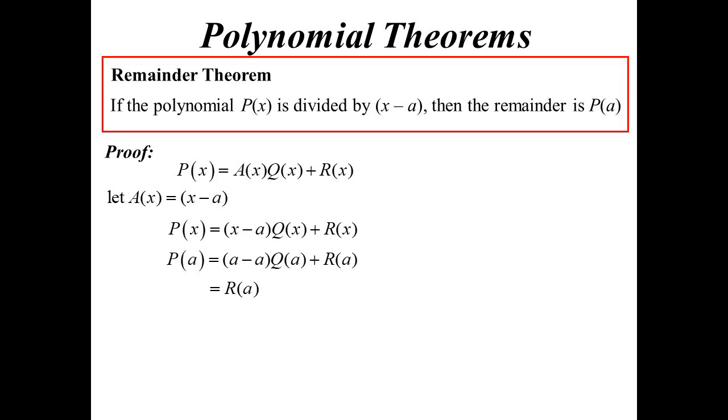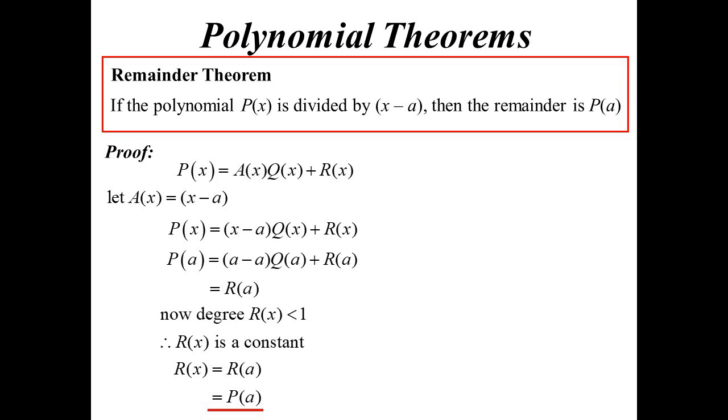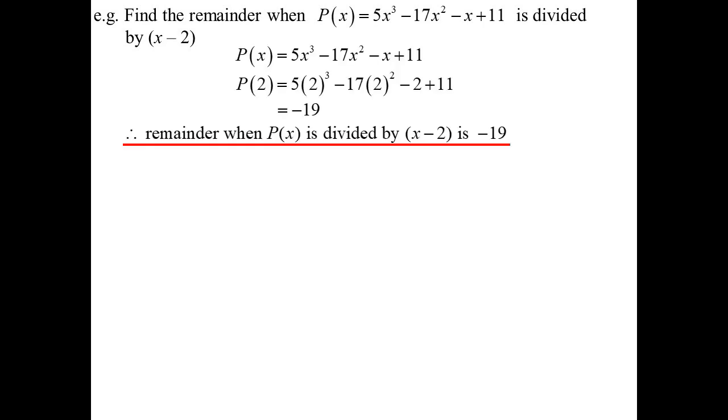But that's fine because, remember, the degree of the remainder is less than the degree of the divisor. Well, I'm dividing by something with a degree of 1. Therefore, my remainder must be degree 0. It's a constant number. So it doesn't matter what I substitute in, R(x) will be that constant number, which will be the remainder for our polynomial. So now, let's find out. I think it's the same example we did, but just to show that it does work. Substitute in 2, bingo, we get our answer straight away, negative 19.